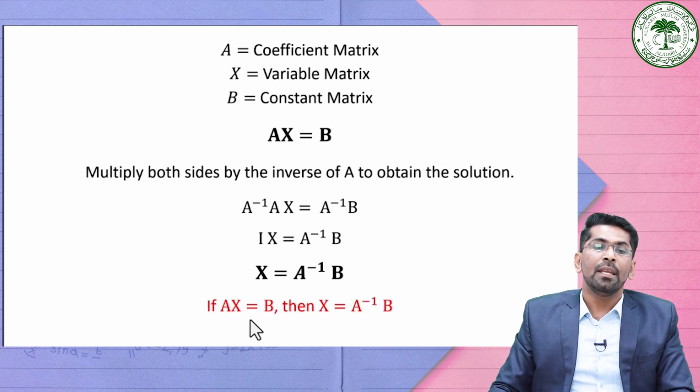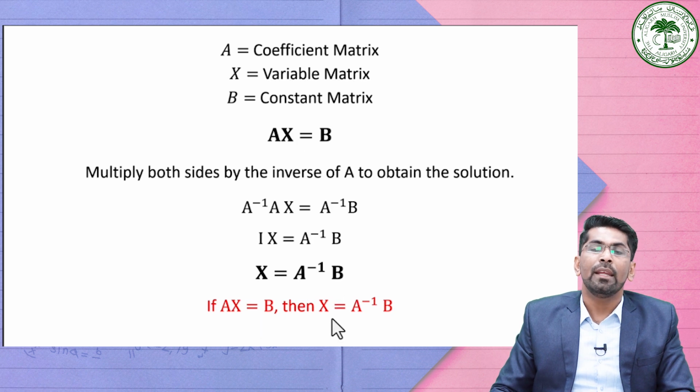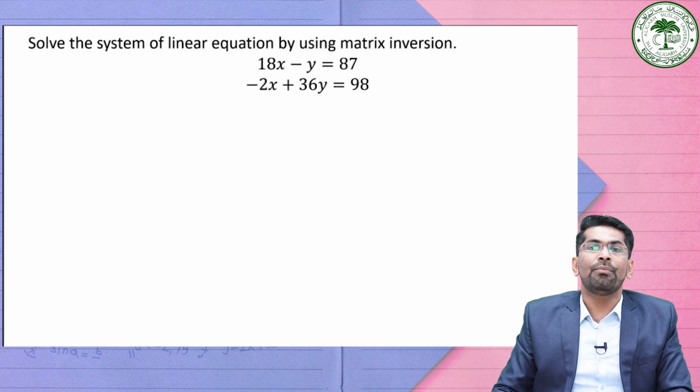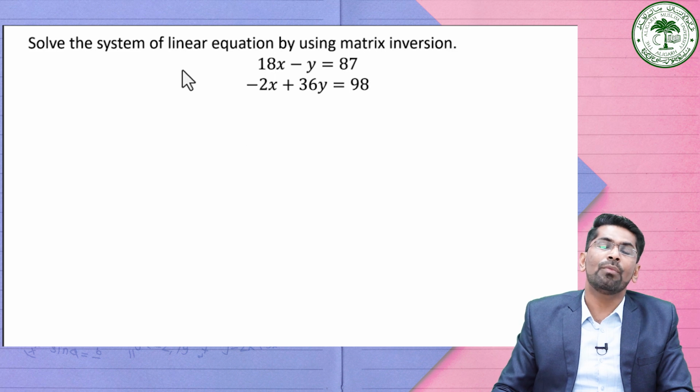So we can say that if Ax is equal to B, then x is equal to the inverse into the constant matrix, that is B. So now we can find the solution for a system of linear equations by using the matrix inversion method.